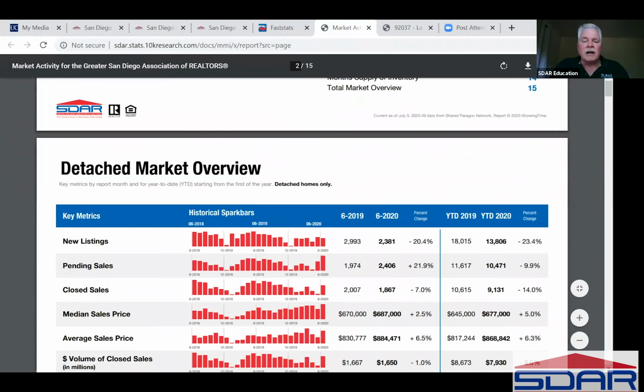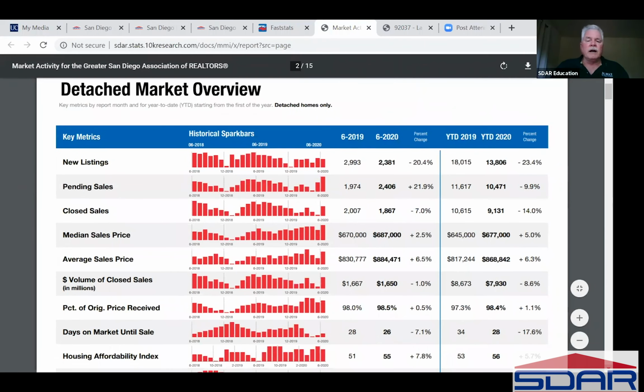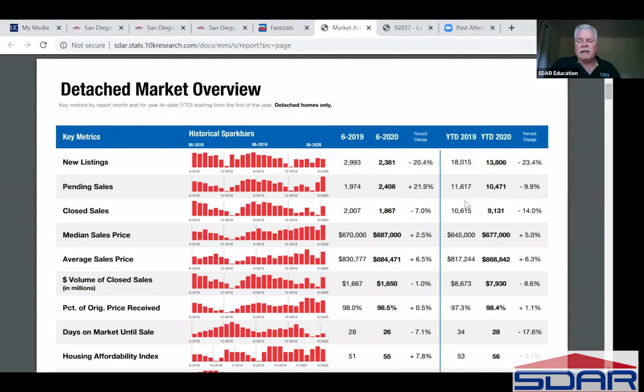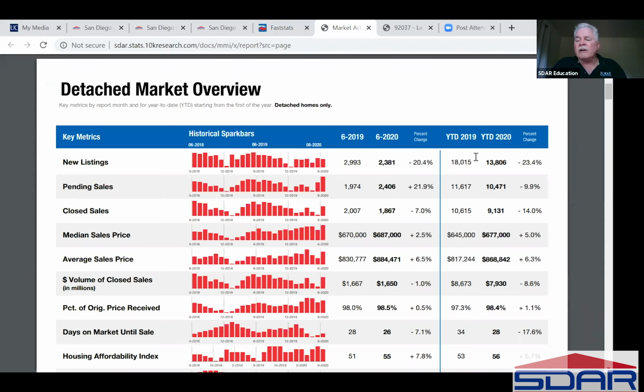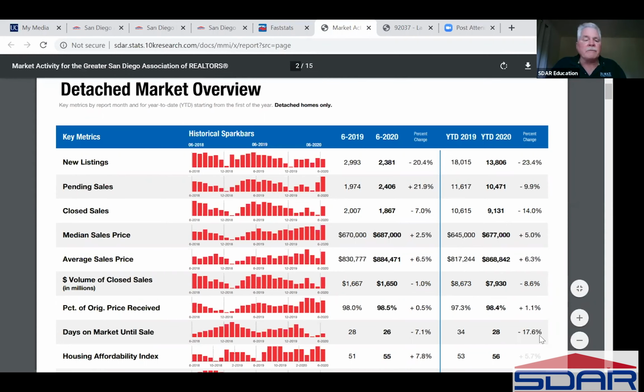Here's my detached market overview, and again, pretty graphs. I've got new listings, and essentially the data that we looked at earlier for La Jolla, we're going to have the same kind of thing generally throughout all of San Diego County. I've got June of 18 versus June of 19, June of 20. My numbers are going to be down as far as new listings are concerned, down 20%, down 23%. Everybody got that?